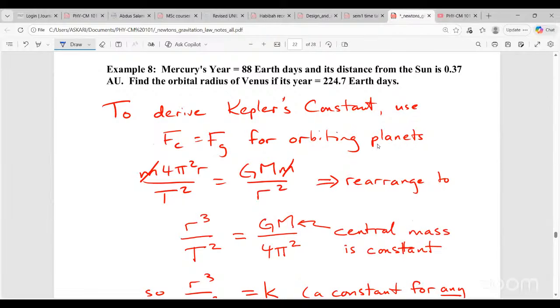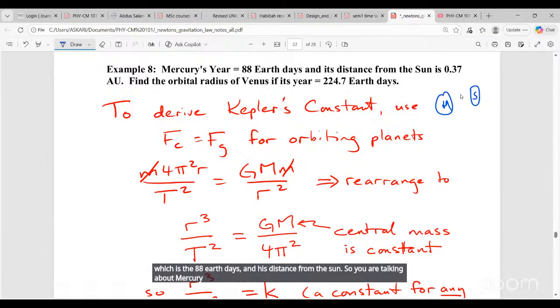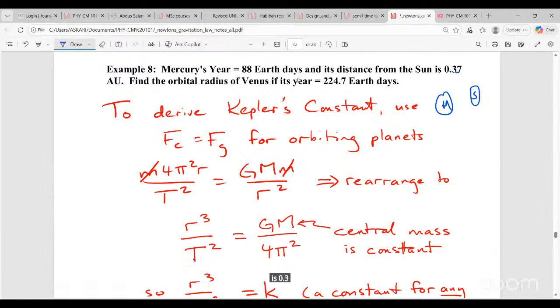So for question 8, Mercury's year, which is 88 Earth days, and its distance from the sun, so you are talking about Mercury and the sun now, is 0.3 AU. Now, in order to find the orbital radius of Venus. So that is what we have been asked to find.